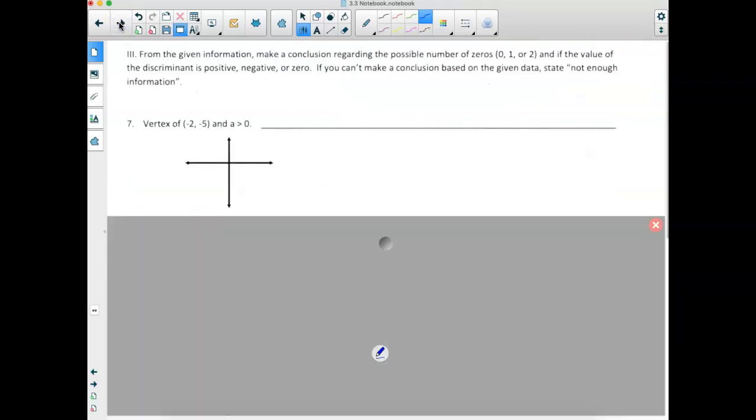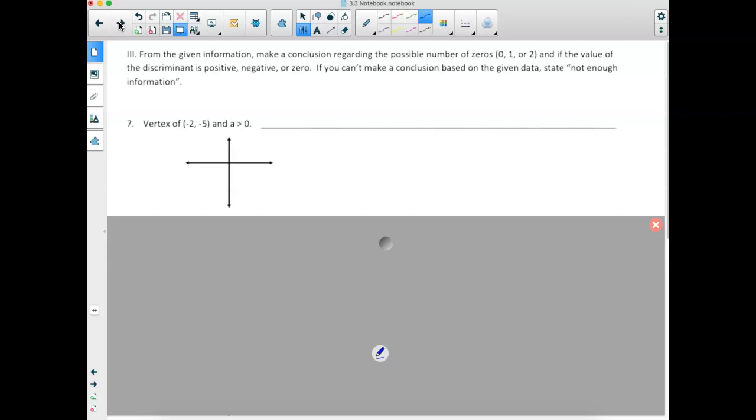Then we're going to come here. What we're going to do is not use the discriminant directly. We're going to use a graph, and we're going to predict what the discriminant would have been. Almost all of these, 7 through 11, are way easiest to do with a graph.